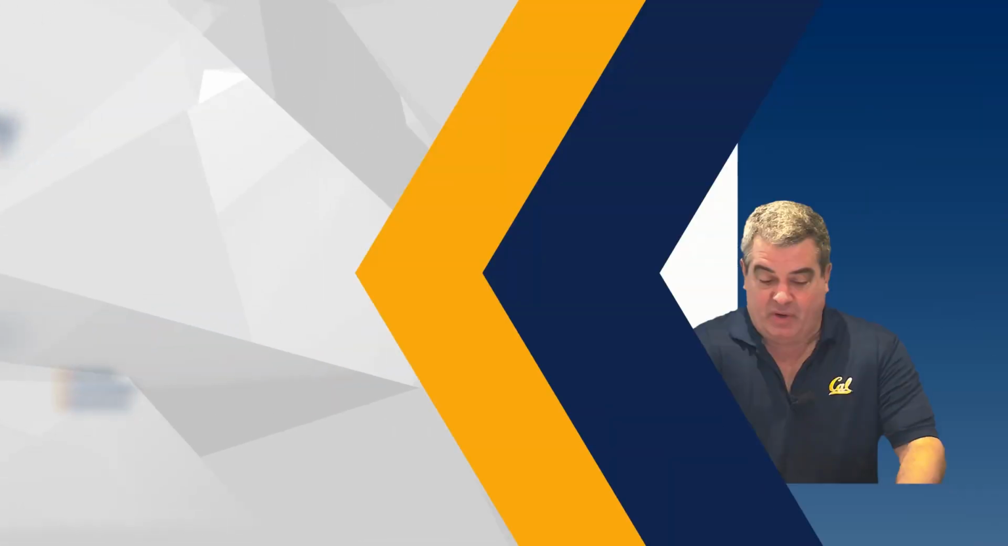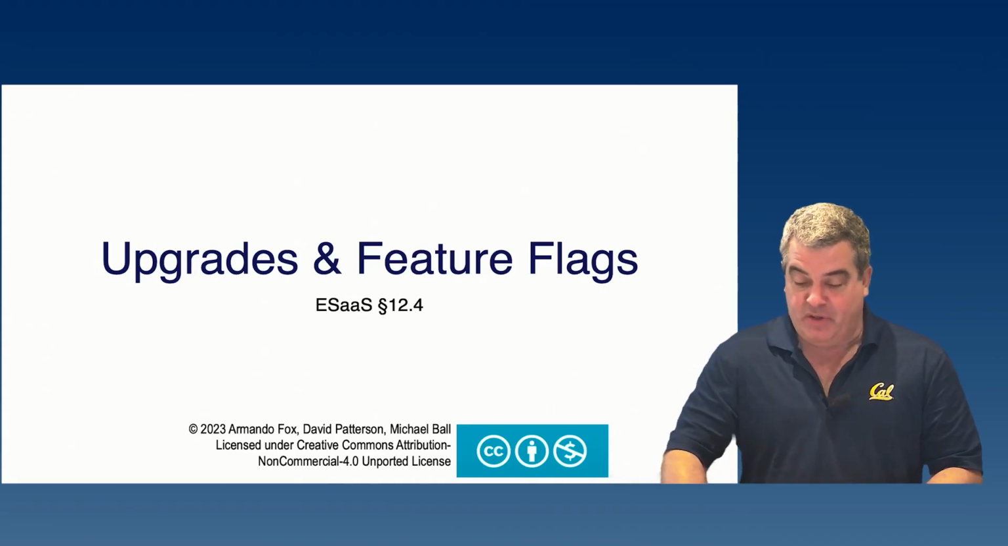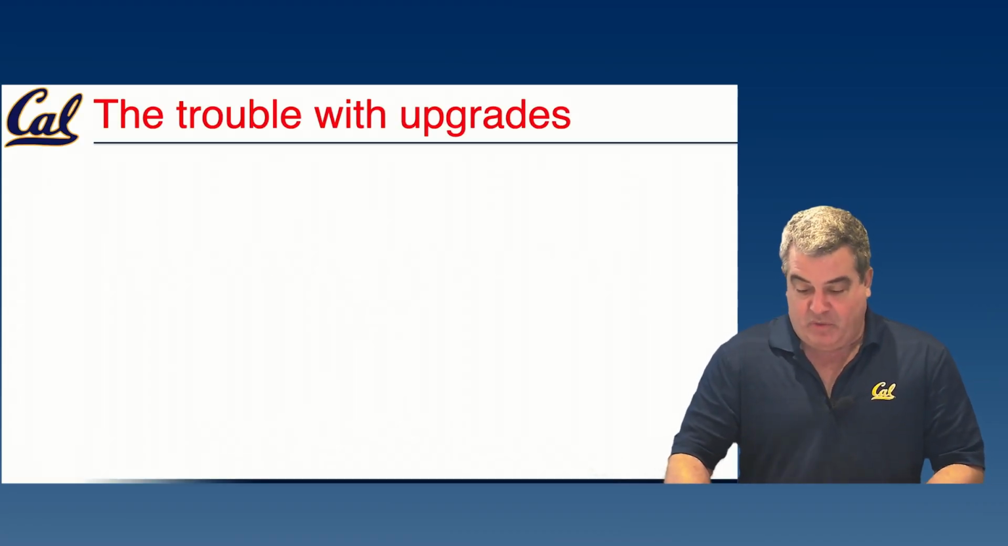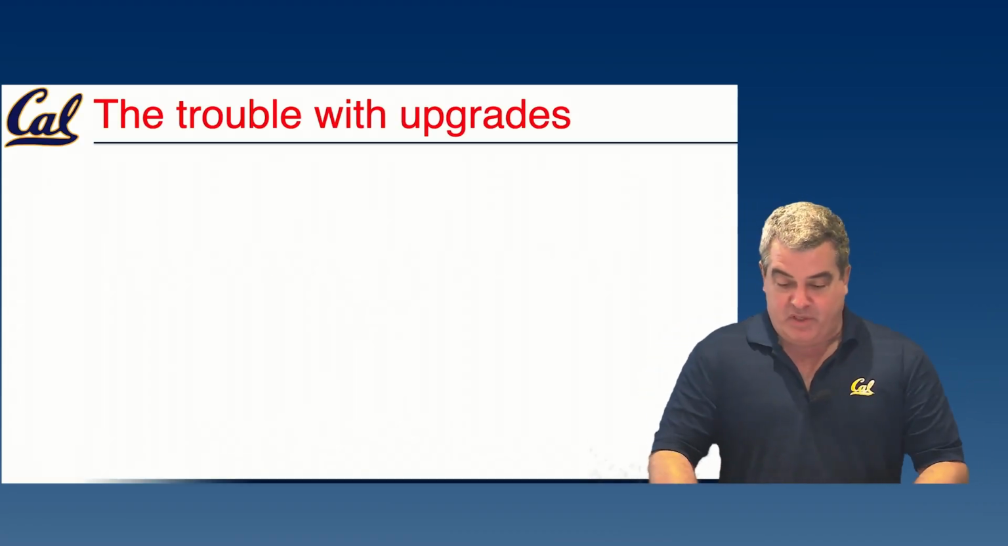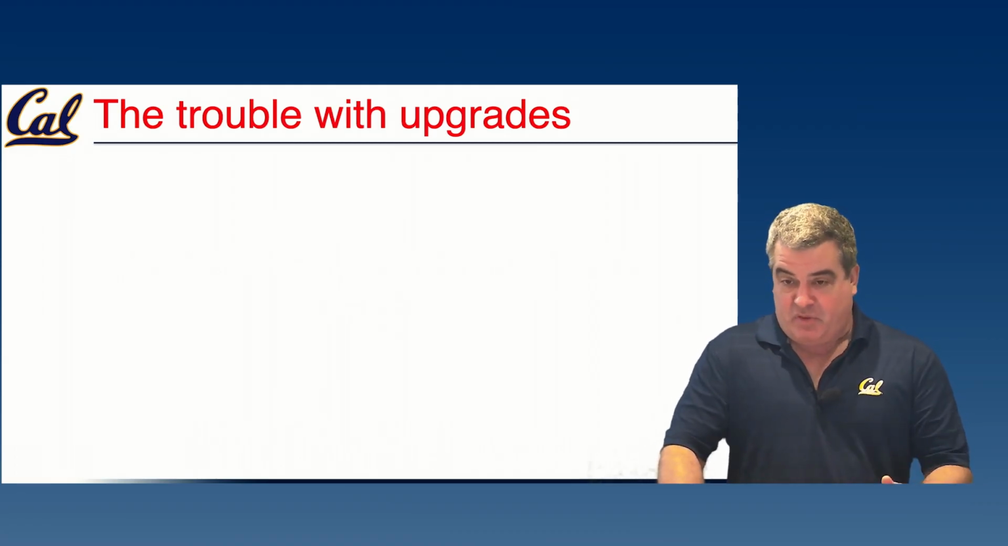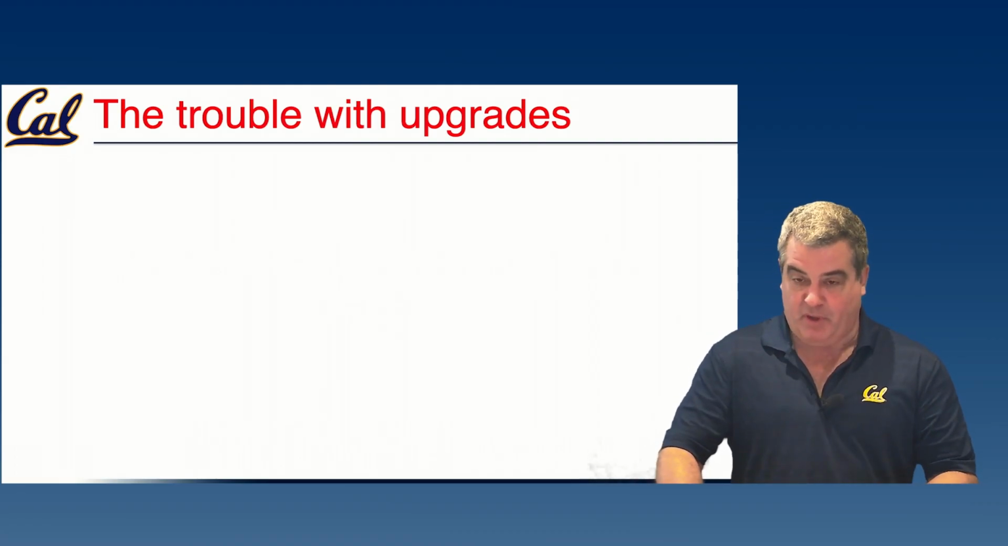And the next topic that you have to worry about when your software is in production is how you do upgrades and why you need feature flags. So what's the trouble? What makes upgrades challenging in a software as a service world? Basically, because it's software as a service, it's more or less expected to be up all the time.